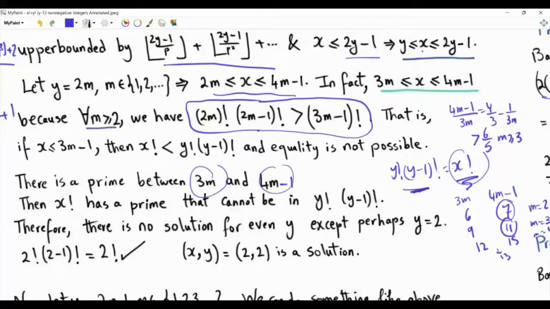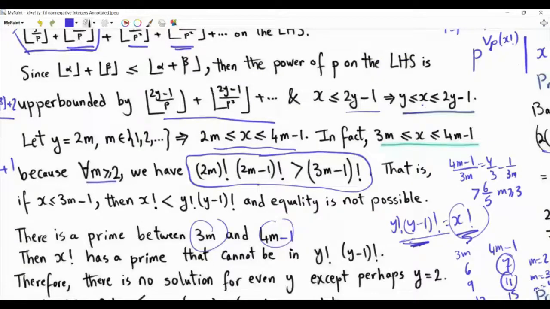What does this mean? It means that on the right-hand side, x factorial, we have a prime factor between 3m and 4m minus 1. But on the left-hand side, we have y factorial and y minus 1 factorial. And y itself is 2m. So there can be no prime factor on the left-hand side that is greater than 2m. And so it is impossible that both sides will be equal.